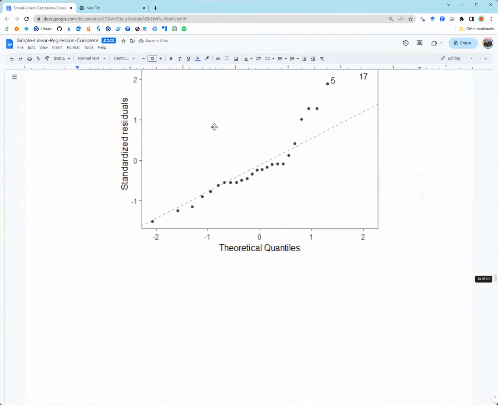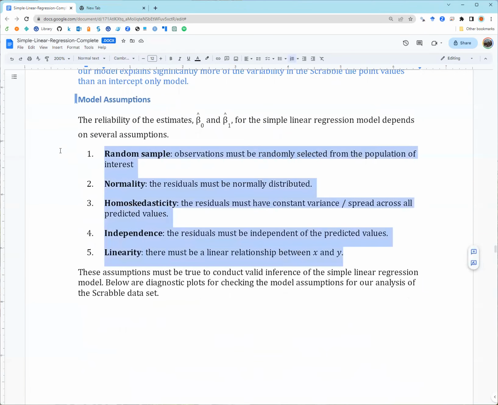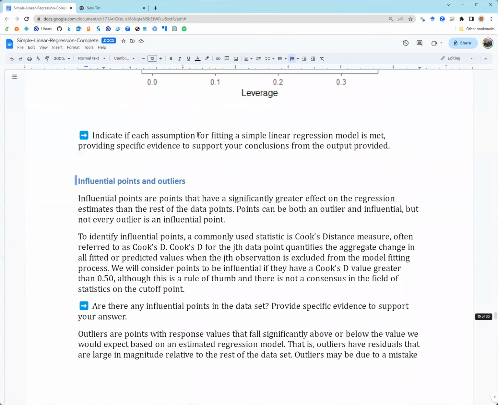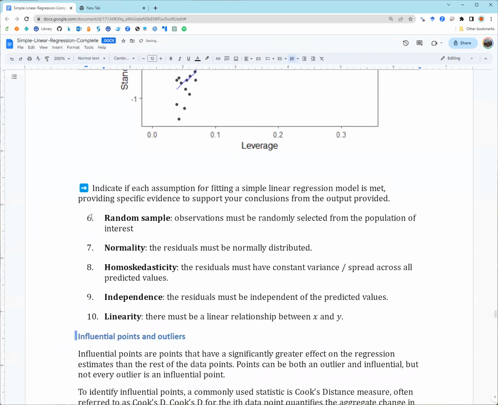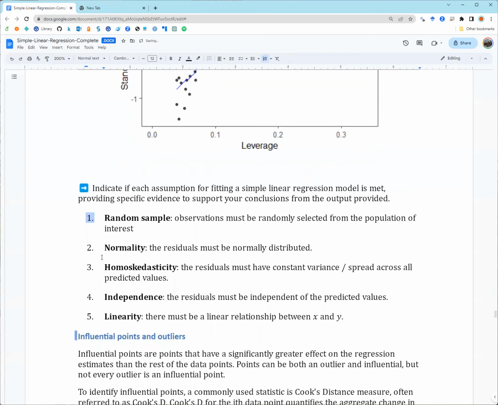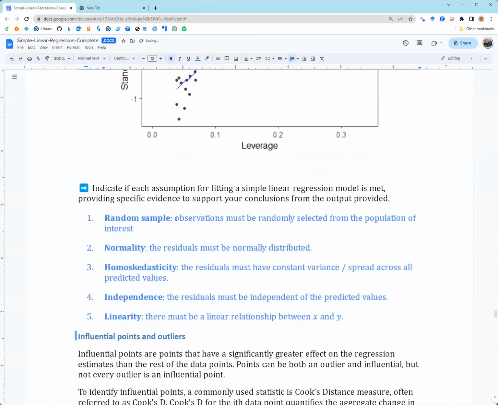So let's copy the assumptions and then we'll indicate whether or not they're met. When I ask you to check assumptions for an assignment, I'll want you to start with the assumptions pasted here, and then next to each one indicate whether or not it's met and why.